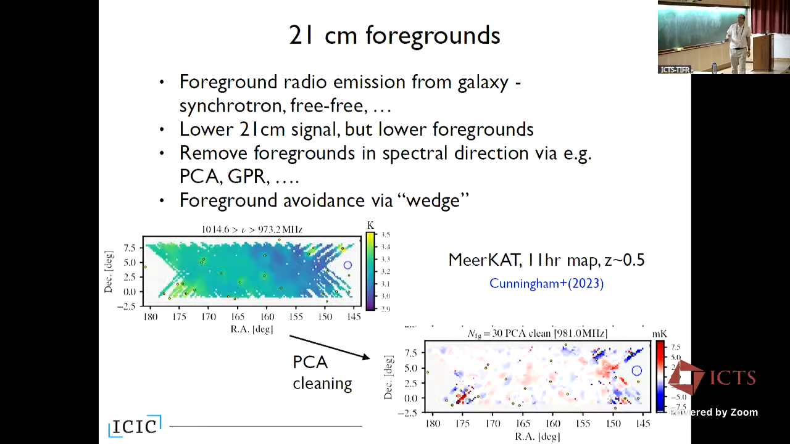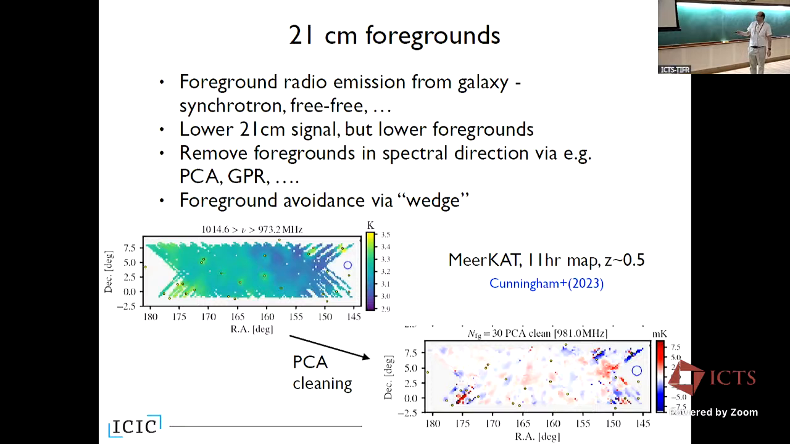Okay, so it's a small signal. As with the epoch of reionization 21 centimeter, there are large foregrounds. There's radio emission from our galaxy, synchrotron, free-free, and so on. That tends to be very smooth spectrally compared to our fluctuating 21 centimeter signal. And so the hope, as with the EoR, is that you can remove those smooth foregrounds with some kind of simple smooth polynomial fitting, or things like PCA or Gaussian process regression and so on. So you can remove those.